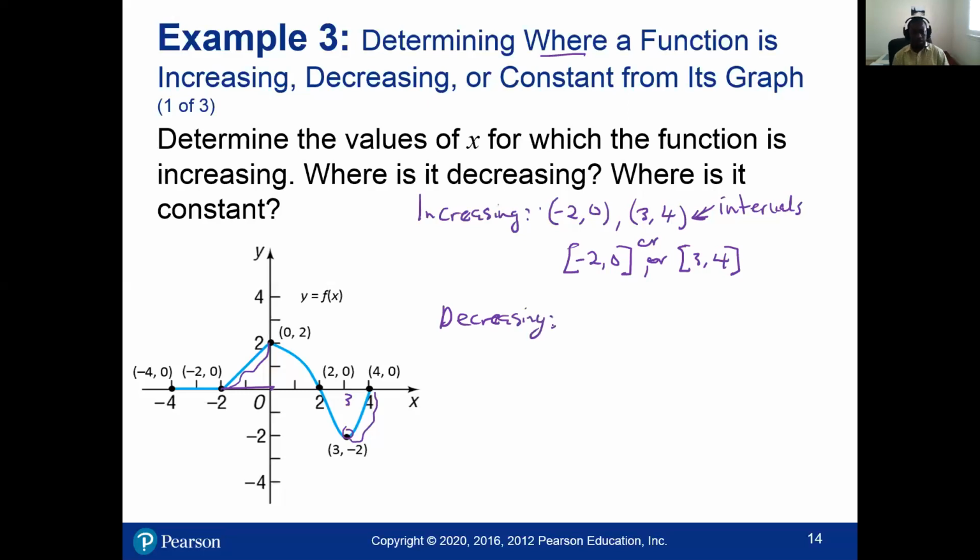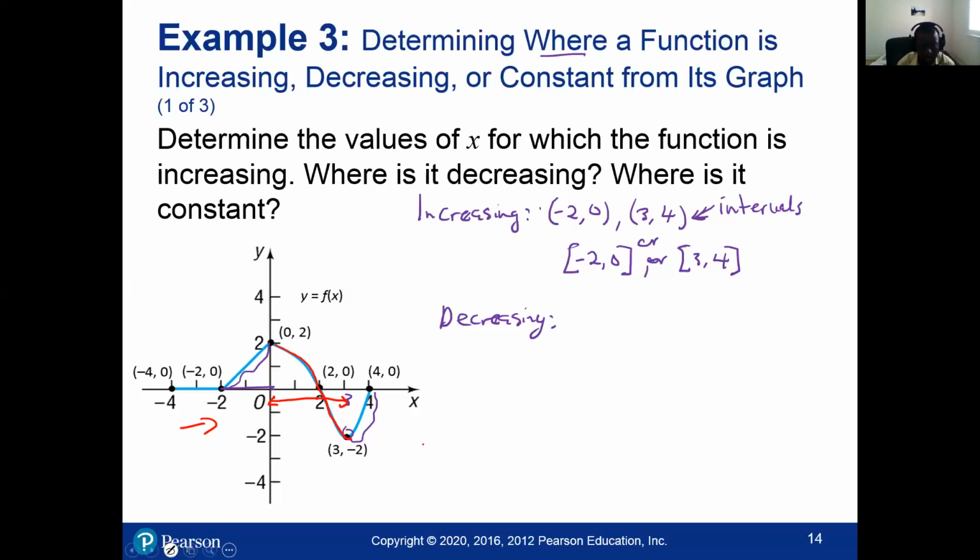Okay, now where is it decreasing? Where is the function going downhill? If I change the color, you can see that it is going downhill from this part all the way to this point. So from this interval, between 0 and 3, the y value is decreasing. Always we are moving from left to right.